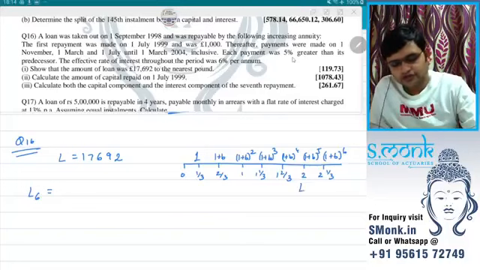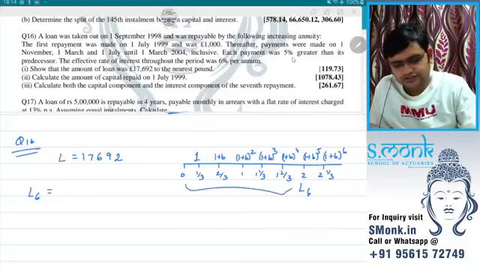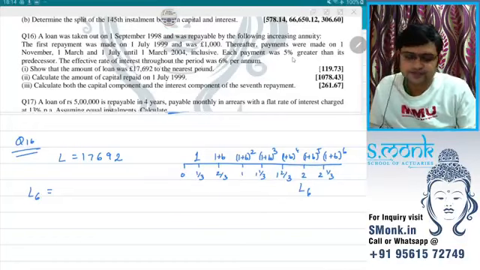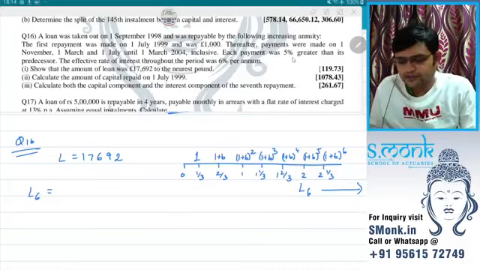Now we want loan outstanding after 6 payments. So these are 6 payments. We want loan outstanding after 6 payments. So we'll say it is nothing but the present value of all the remaining payments. First of all, in total, how many payments did we actually have?